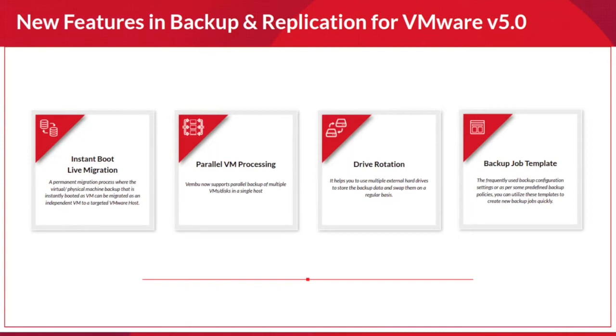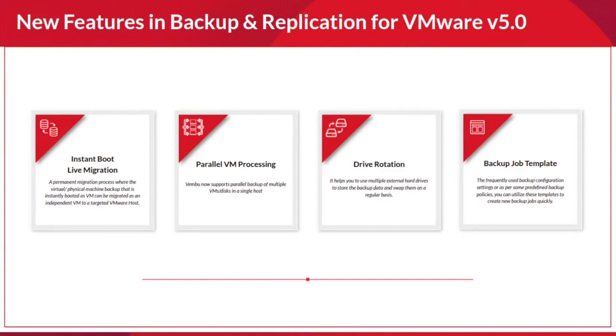For example, if you're having a backup job with some 10 virtual machines, previously only the backup jobs were in parallel. Only one VM inside a backup job would be processed. But now it's different, so you can also select. We are bringing this option in the user interface itself.